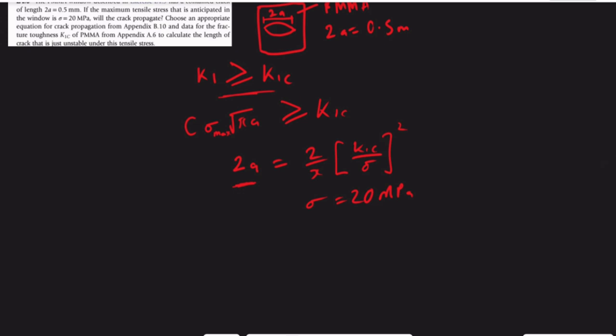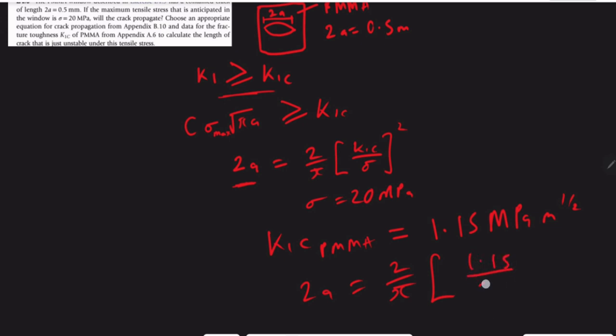What we are going to do next is plug in our values. K1C of PMMA, that's the fracture toughness. If you go to Appendix A, you see that K1C of PMMA is given as 1.15 MPa meter raised to power 1 over 2. So we put this into this formula. We have 2A is equal to 2 divided by pi, this is pi, not x, 2 divided by pi times K1C, which is 1.15, all over 20, all raised to power 2.